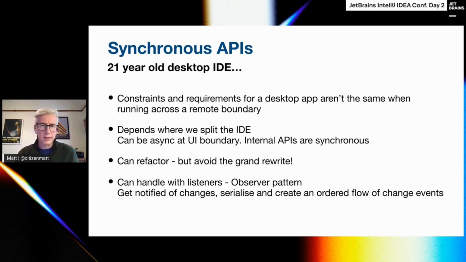We could refactor stuff, but we want to avoid the grand rewrite and having to drastically change the architecture of the product. One way we can do it, and one which has proved very effective, is that we can handle this with smaller, more tactical refactorings. We can add in listeners to data here. So when something changes, we use the observer pattern to fire a notification. Then we can have something which monitors those notifications.